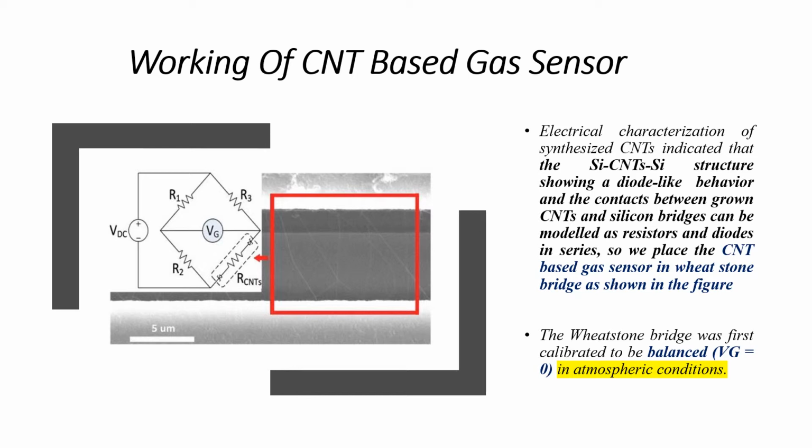As we discussed earlier, the electrical characterization of synthesized carbon nanotubes indicates that the silicon carbon nanotube silicon structure shows a diode-like behavior, and the contacts between the grown carbon nanotubes and the silicon bridges are modeled as resistors and diodes in series. So here we are going to place the carbon nanotube gas sensor in a Wheatstone bridge as shown in the image, and then balance the bridge in the atmospheric conditions. So finally, this brings me to the complete setup of the sensor working. And now let's head to the sensor tests that the researchers chose to run on the sensor.